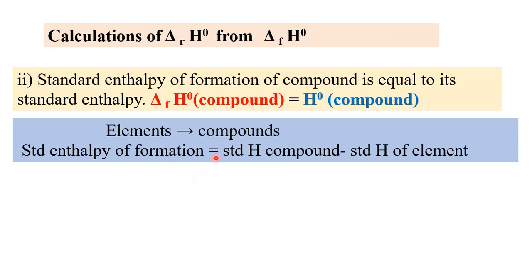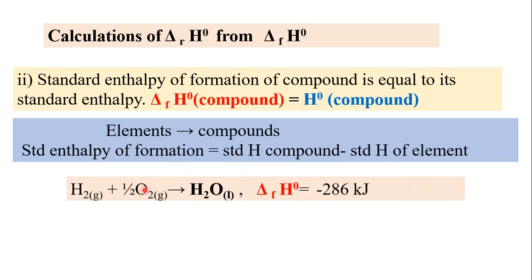Now standard enthalpy of formation is equal to standard enthalpy of that compound minus standard enthalpy of that element. That means what? Suppose, see here, the water is a compound. It is formed from element hydrogen and oxygen in their standard state. Then the standard enthalpy of compound, that is water, minus standard enthalpy of element hydrogen and oxygen, the sum of standard enthalpy of hydrogen plus standard enthalpy of oxygen, is the standard enthalpy of the element.